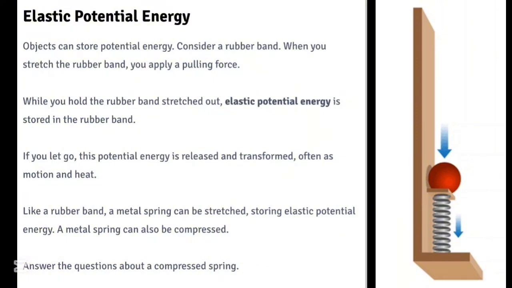Objects can store potential energy. Consider a rubber band. When you stretch the rubber band, you apply a pulling force. While you hold the rubber band stretched out, elastic potential energy is stored in the rubber band. If you let go, this potential energy is released and transformed, often as motion and heat.